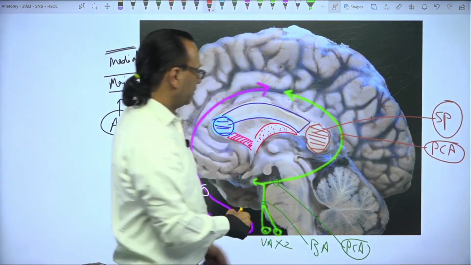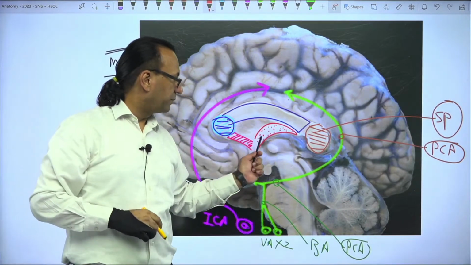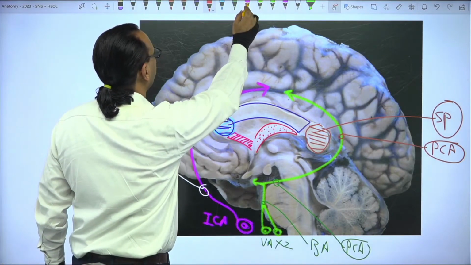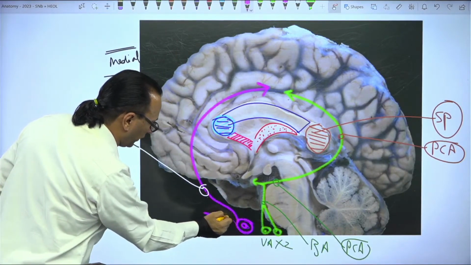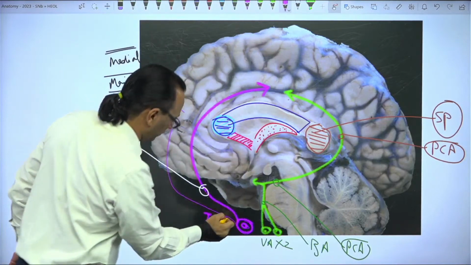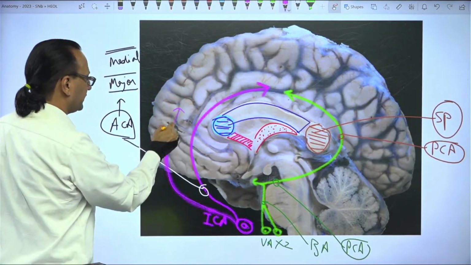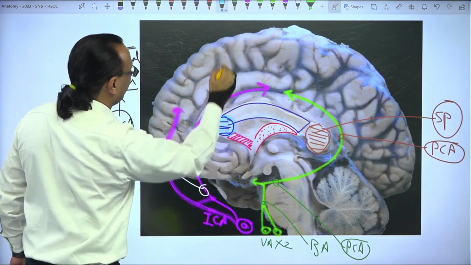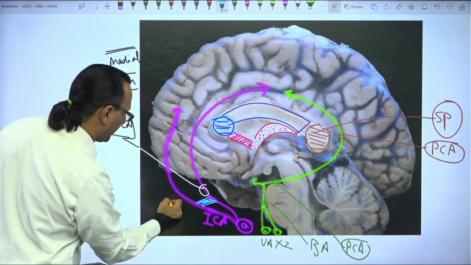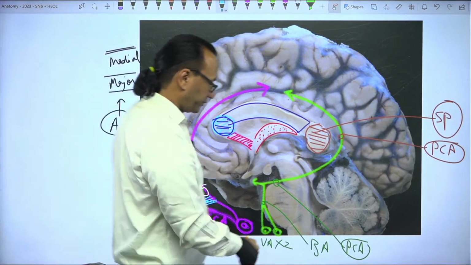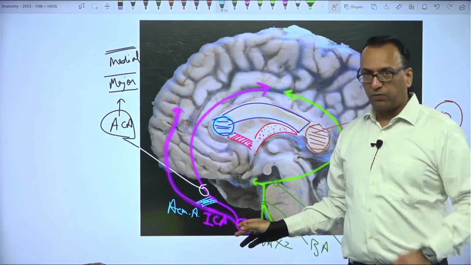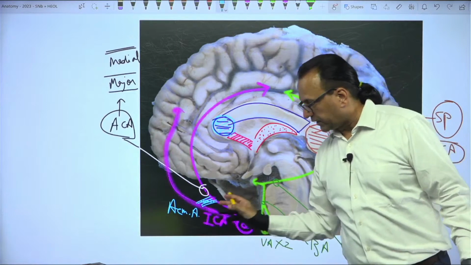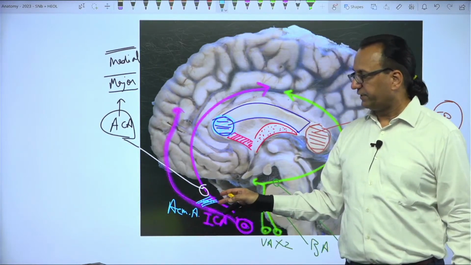So, if this is the fornix, it is understood that most of the fornix will be supplied by the anterior cerebral artery. As you understand, the internal carotid artery gives two anterior cerebral arteries, and how do these two connect with each other? They connect with the help of the anterior communicating artery. I will repeat again: the internal carotid artery, one on the right and left side, gives the anterior cerebral artery, one on each side. The two anterior cerebral arteries are connected to each other by the anterior communicating artery.